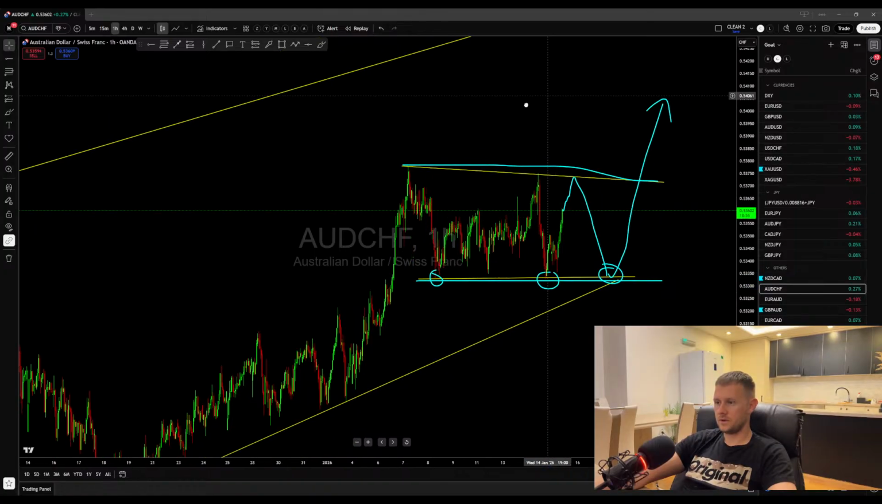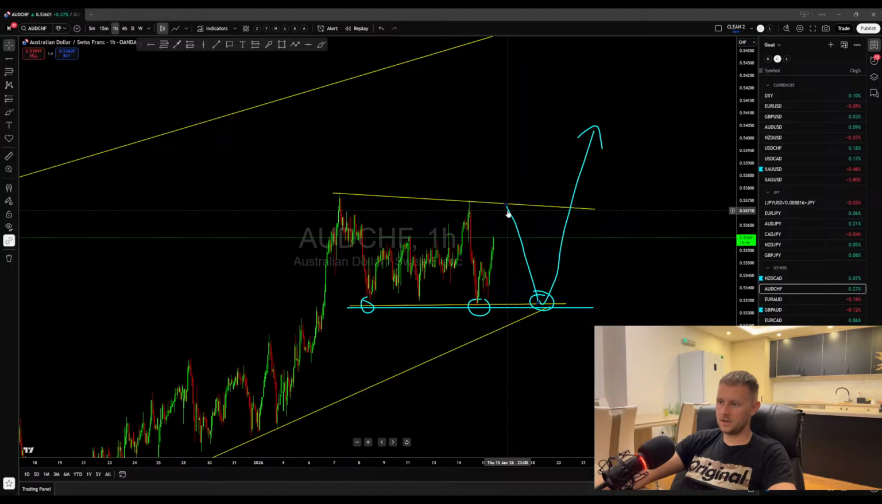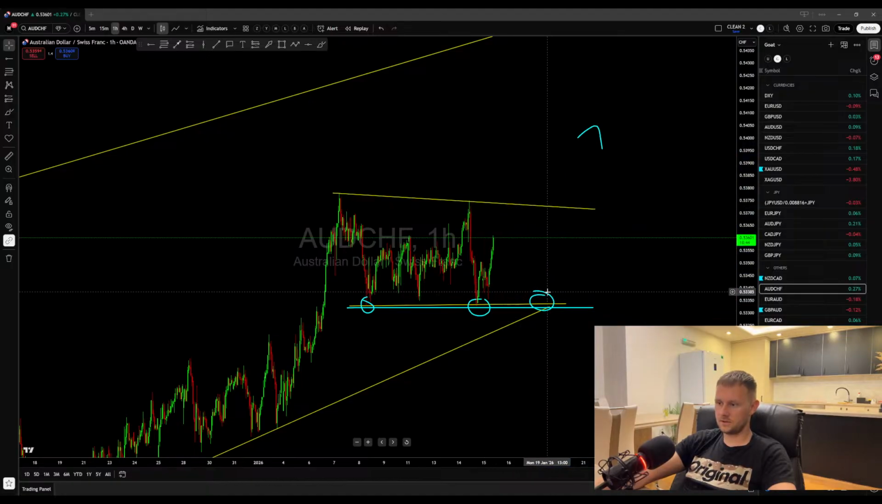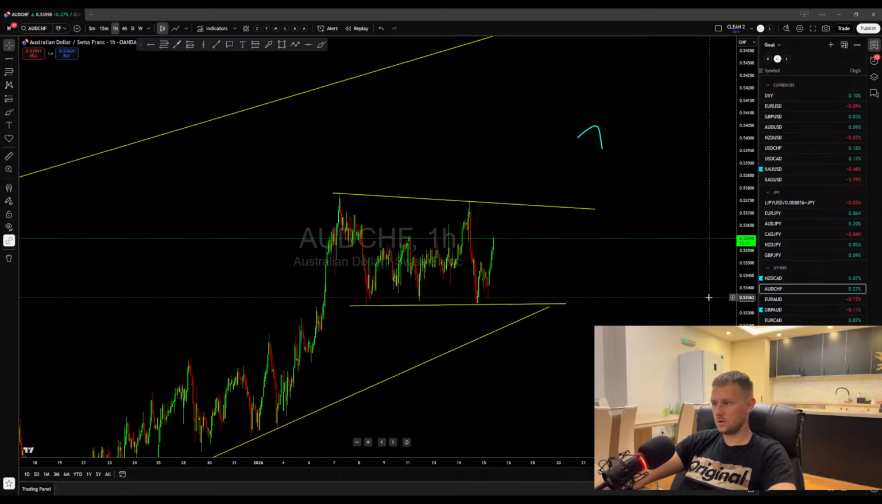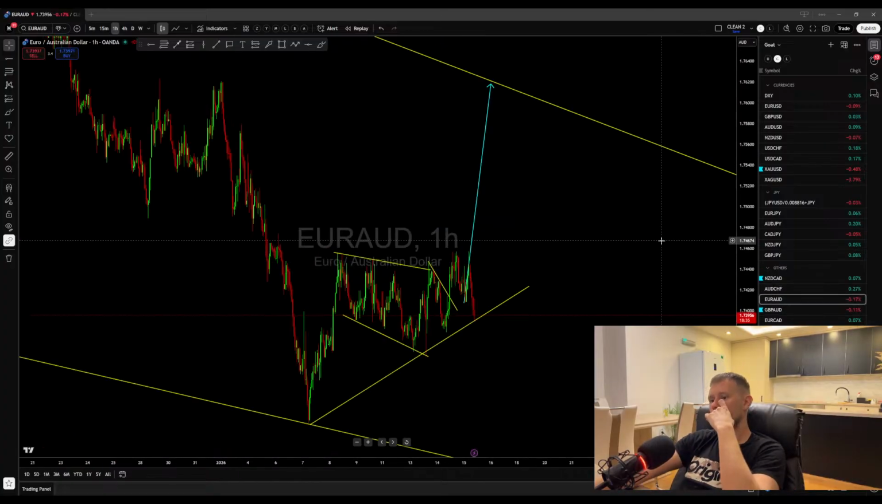Okay, so this will give me a perfect setup. I would be buying it 100%. Okay, so I will load my money over there. But until it does this, I'm not doing anything. I will not be trading it, so we'll wait.